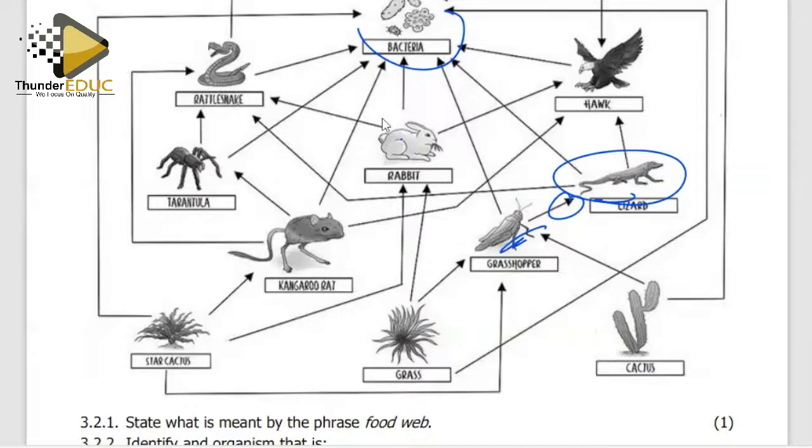And then the hawks, what will happen to the hawks? They will have less food because what they were feeding on is also dying. What it was feeding on is limited now. So the number for the hawks also decreases. But they will not get extinct like the lizards.